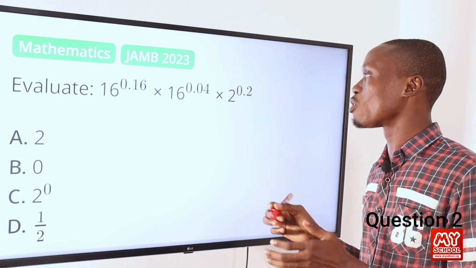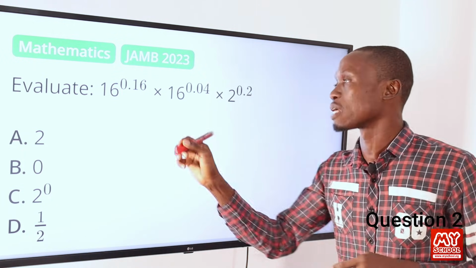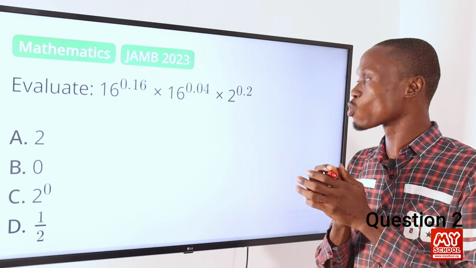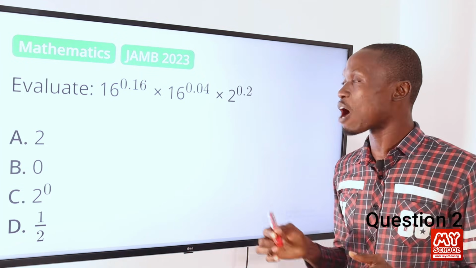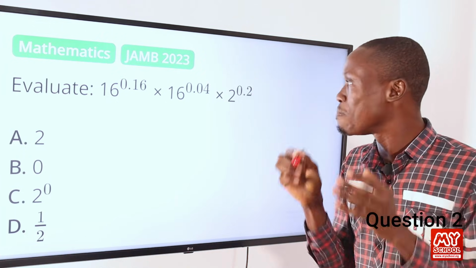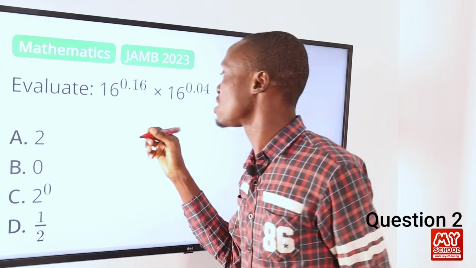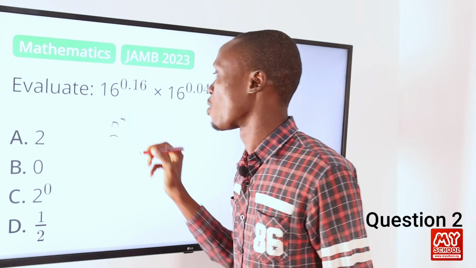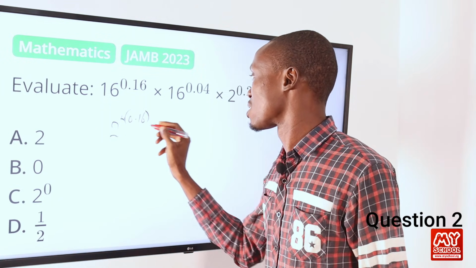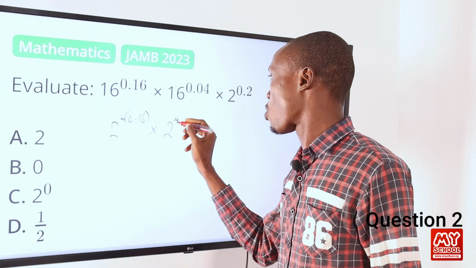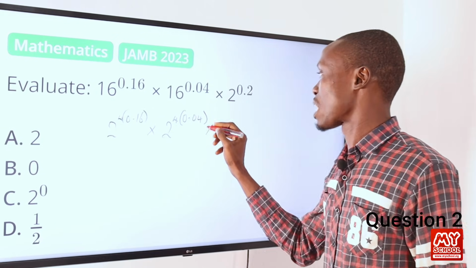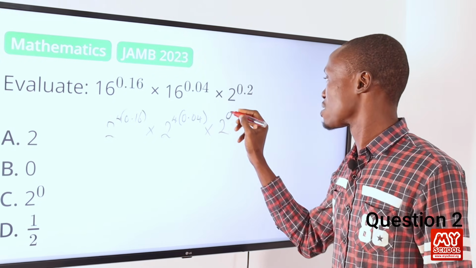Before we can apply the laws of indices here, we must make sure that all the bases of these numbers must be the same. So what we have to do here is express 16 in index form, so that it will have the same base as 2. So 16 in index form is the same thing as 2 raised to power 4. So bracket 2 raised to power 4 all raised to power 0.16, then times 2 raised to power 4, because we still have 16 here, bracket raised to power 0.04 times 2 raised to power 0.2.